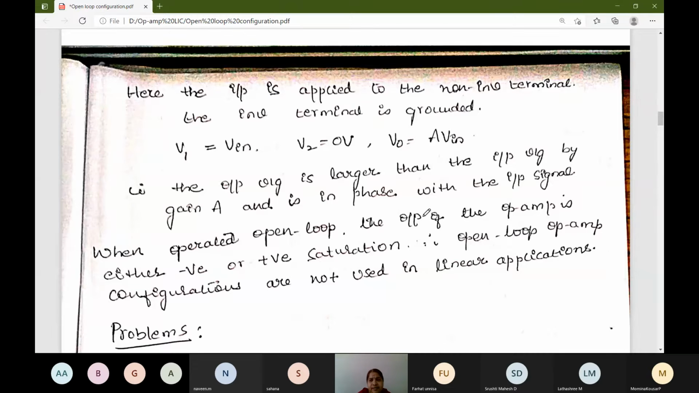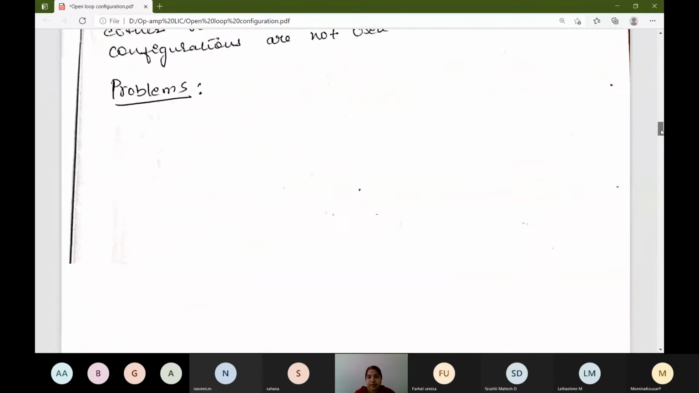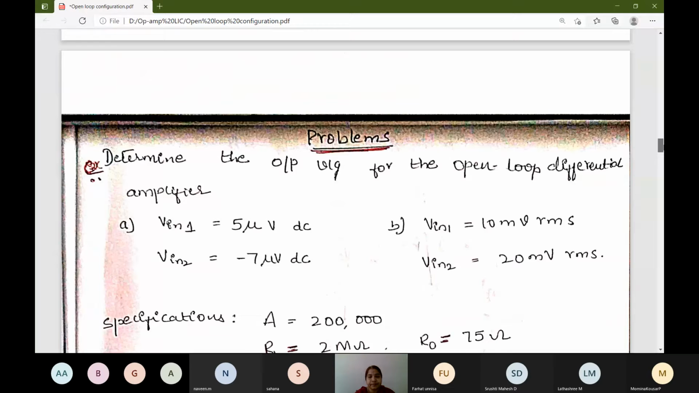Since the gain is very high, after some point we will not get a sinusoidal waveform. It will come to the saturation level that we had seen in the ideal transfer curve. To some extent it will show a linear relationship. After that it will become saturated. That has been explained here. So we'll see the examples.